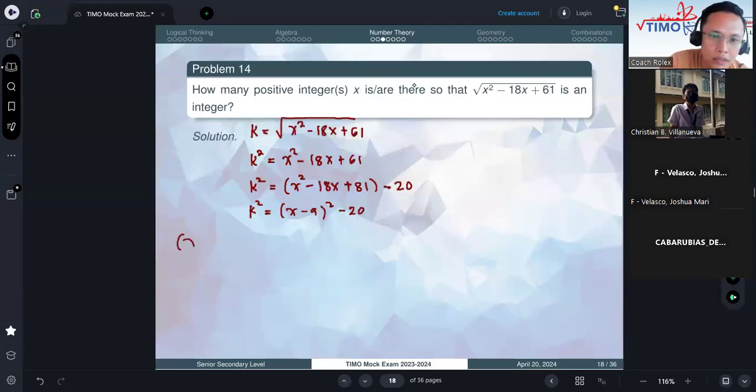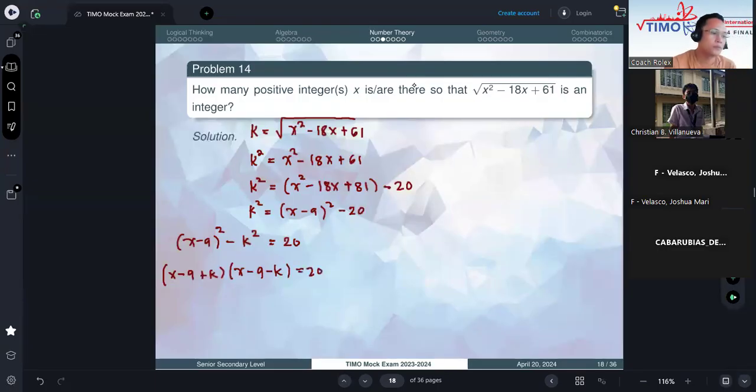Then we rearrange everything. We'll have (x minus 9) squared minus k squared equal to 20. So of course, from here, by difference of two squares, this will become (x minus 9 plus k) times (x minus 9 minus k), equal to 20. So there are many possible combinations of the product of 20. We'll try everything: x minus 9 minus k, and x minus 9 plus k.